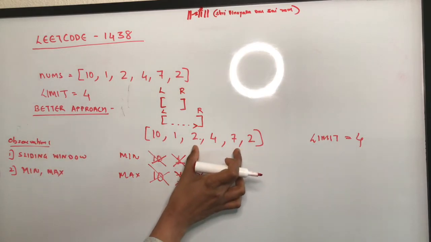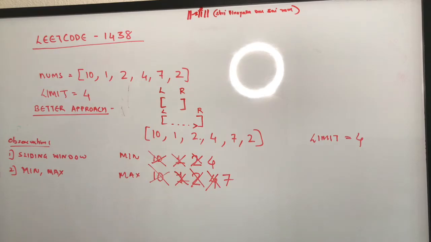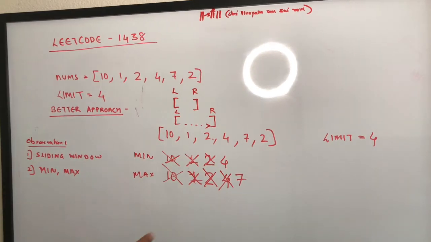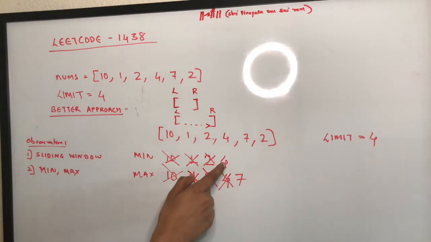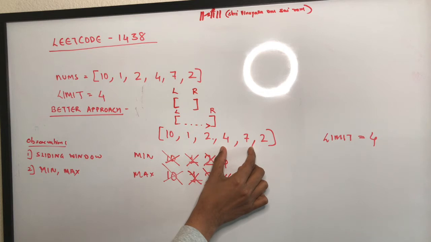So you basically have to shrink again. Exclude this from here, have 4, and 7 minus 4 is less than or equal to your limit. So you can have this as a possible subarray.